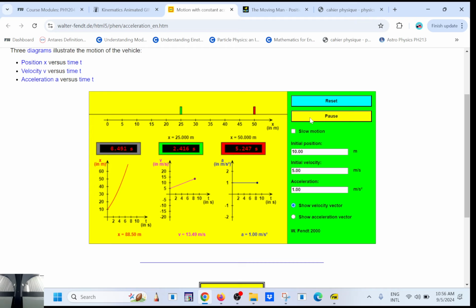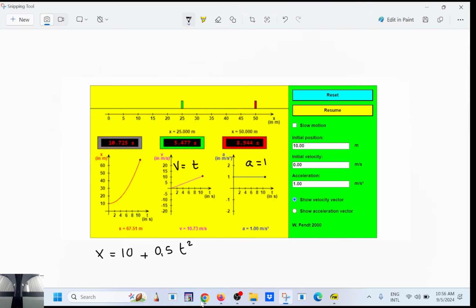If you have any question, not everyone has the same background. So if you are too shy to ask, you can see me after. Okay? So a equals 1, v equals 5 plus t, very good. So 5 is the y-intercept. x equals, what's the initial position? 10 plus 5t plus 0.5t squared. Is that clear? You can take the integral and you will find that. So that's why math is essential, of course.